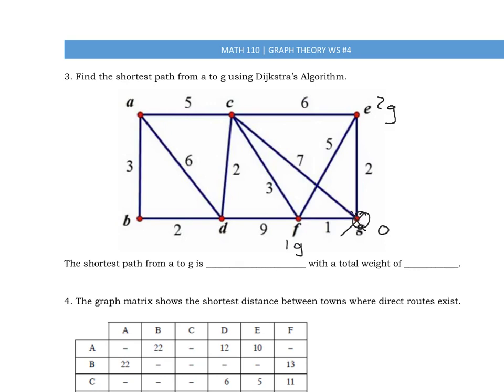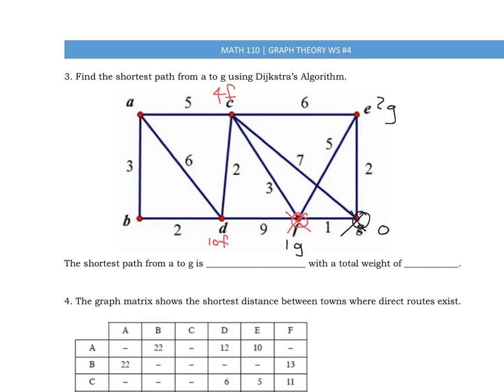Okay, so 1 has the shortest distance. So 1 to 5 is 1 plus 5. I'm going from F to E is 6, and that's not any better than 2, so I won't replace it. 1 plus 3 is 4. I came from F. 1 plus 9 is 10. I came from F. So F, which was current, is now visited.